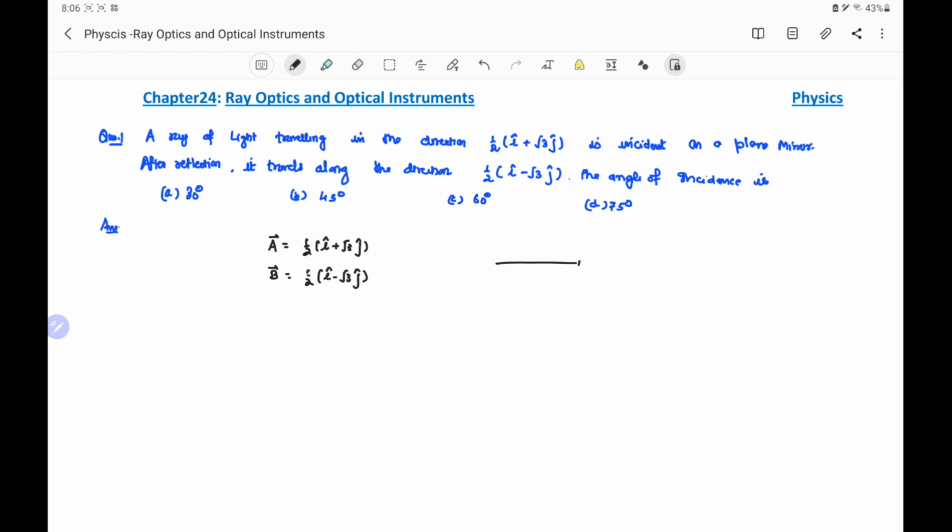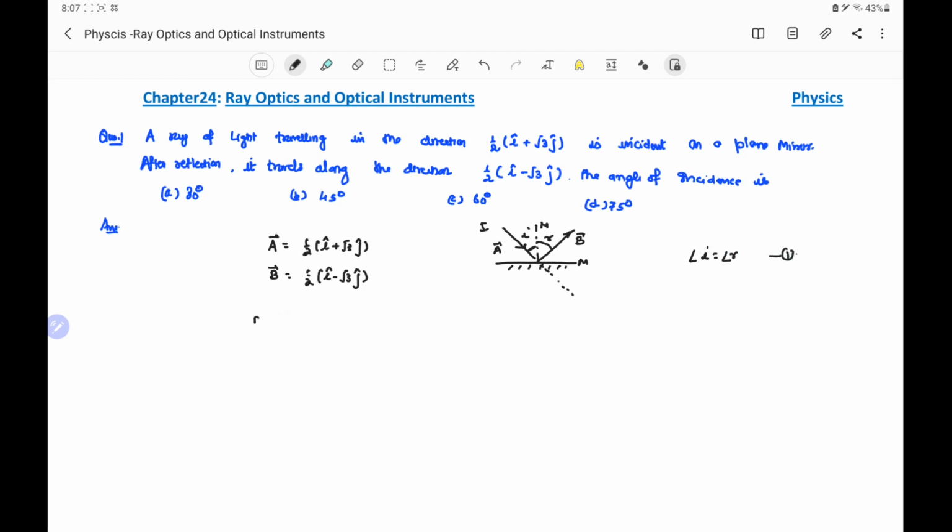Here M is the plane mirror, and N is the normal on it, and the ray is incident along the direction of vector A. After reflection, this ray is along the direction of vector B. We have to find the angle of incidence. If the angle of incidence is i and the angle of reflection is r, then by the law of reflection, angle i equals angle r. This is our equation number 1.